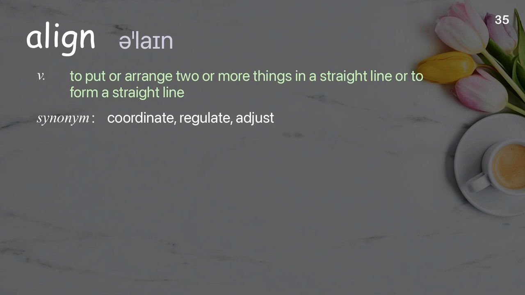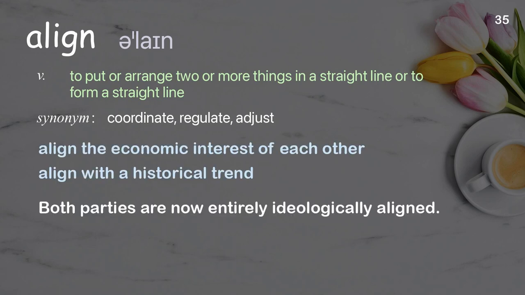Align. To put or arrange two or more things in a straight line or to form a straight line. Examples: align the economic interest of each other. Align with a historical trend. Both parties are now entirely ideologically aligned.